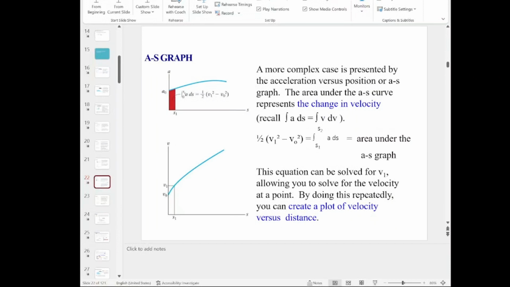In another case here, the acceleration is given as a function of position. And as part of the information in the equation, the initial velocity is already given. So you could solve for v1 from this by performing this integration. Essentially this represents the area under the curve on the left-hand side, and then this is the right-hand side for that. From that, you can do it repeatedly and create a plot.